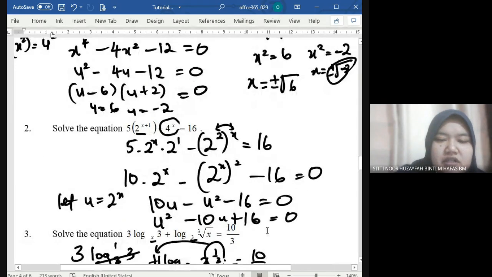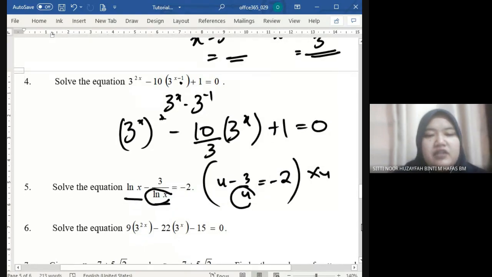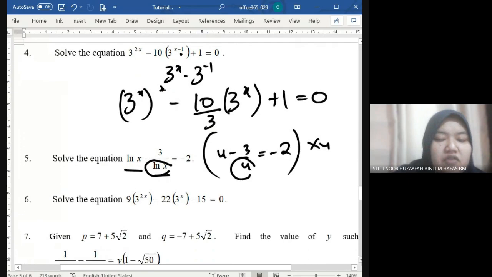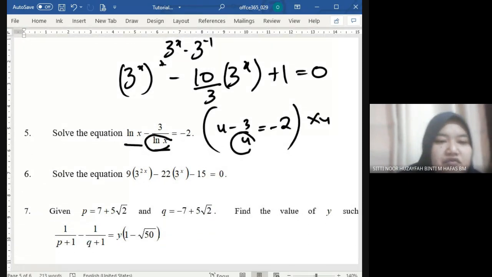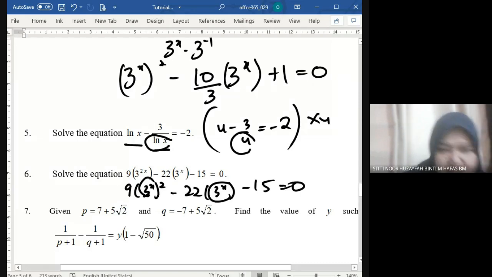Question number 3. So after you change into u, you have to multiply by u to get a nice equation to solve it. Okay, so we don't have to discuss question number 5. For question number 6, it is also the same as question number 4. This is 9 times 3 to the power of 2x minus 22 times 3 to the power of x minus 15 equal to 0. So we just have to let u be 3 to the power of x. That's why I didn't discuss question number 4, 5, and 6. So you can try to do it on your own.